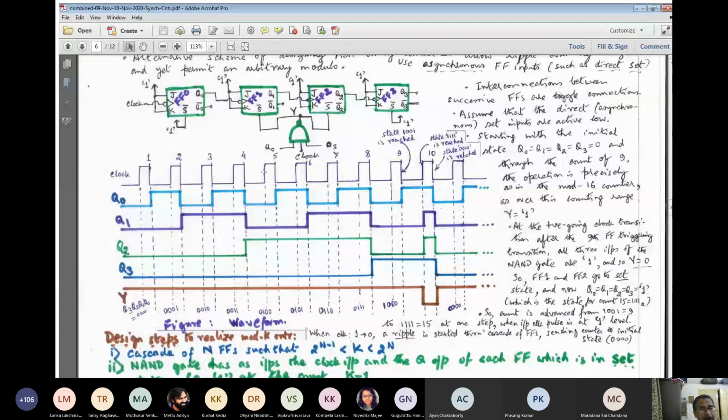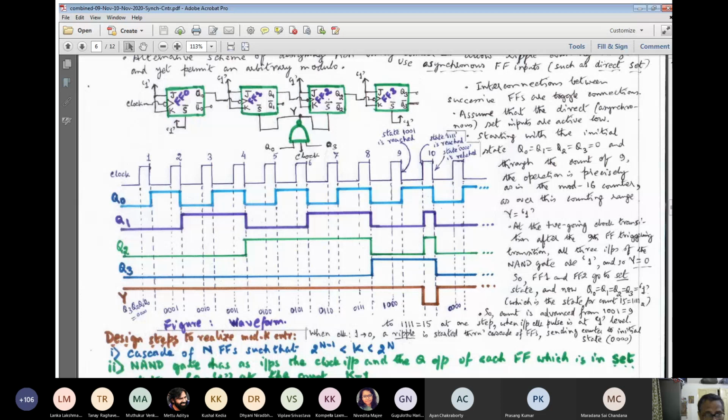Now, if some doubt persists in your mind, please let me know. You may be wondering there is a NAND gate whose output Y is affecting the direct set input of FF1, FF2. So will it come in the way of normal operation of FF1, FF2?